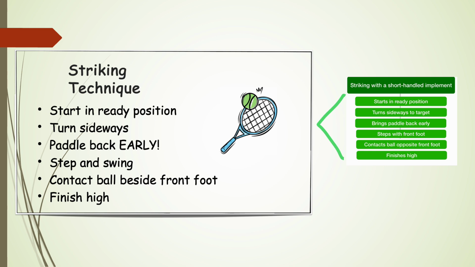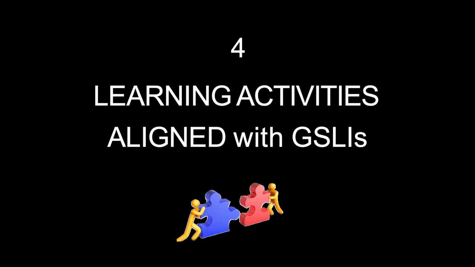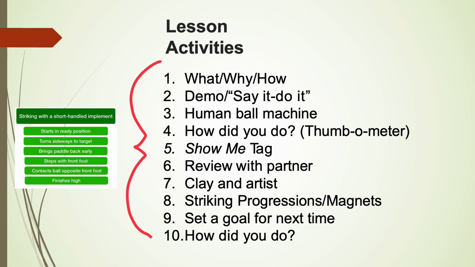Starting in ready position, turn sideways, bring that paddle back early, meaning before the ball gets there. Step and swing, contact ball beside your front foot, and you finish high. Okay, you can use any cue you want. These are just examples. Learning activities that are aligned with the grade span learning indicators. So there are so many activities, and these are just some examples.